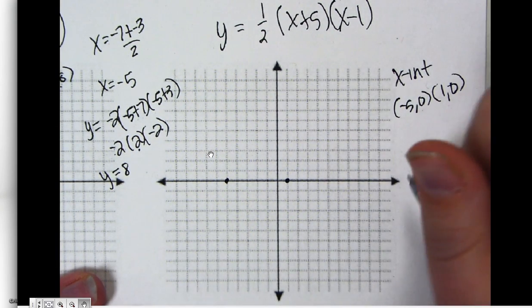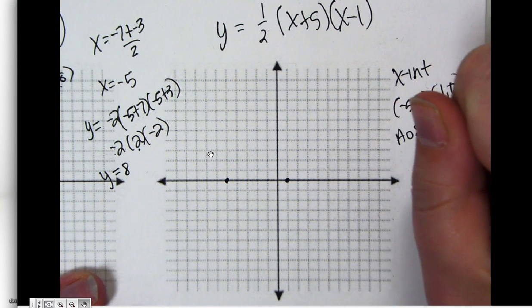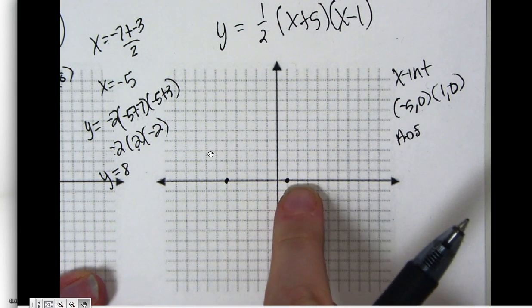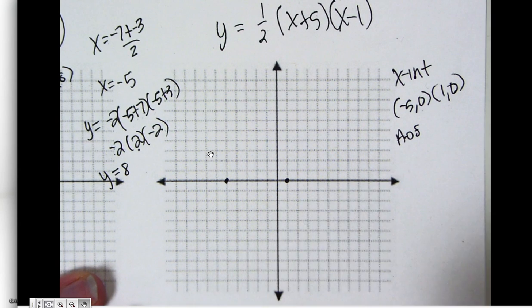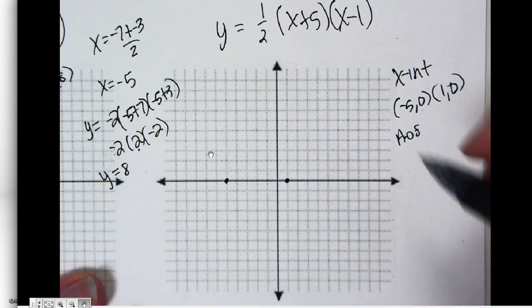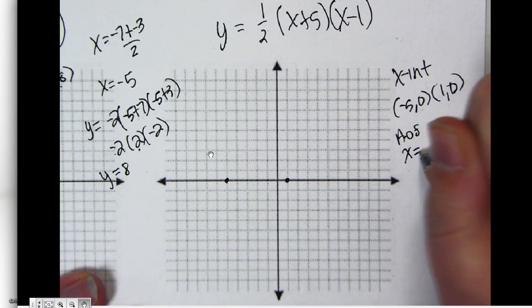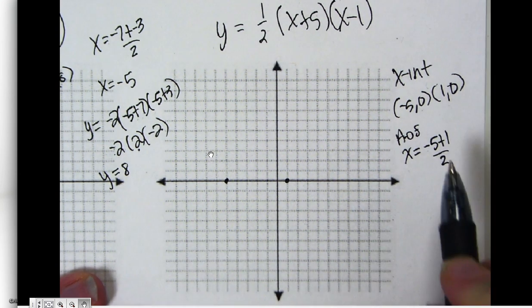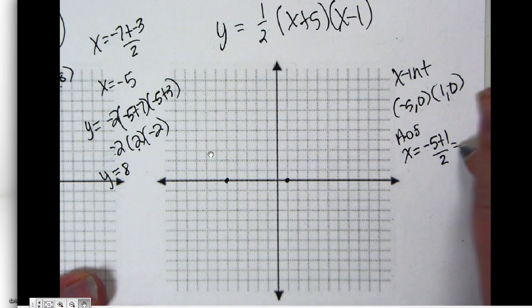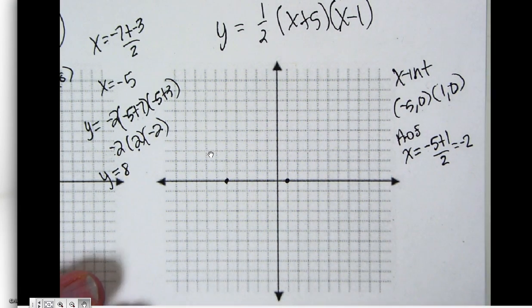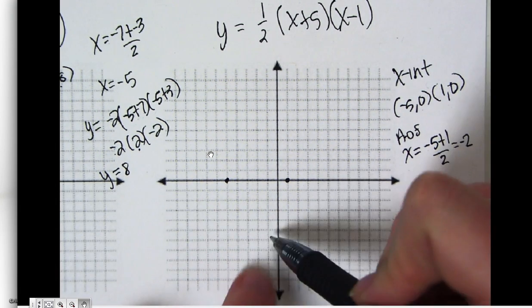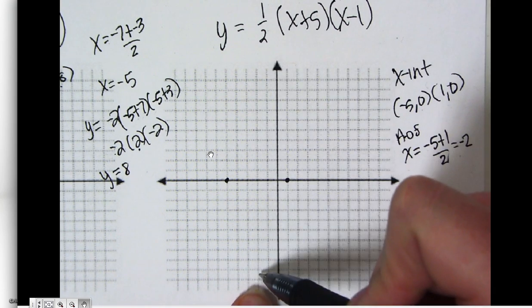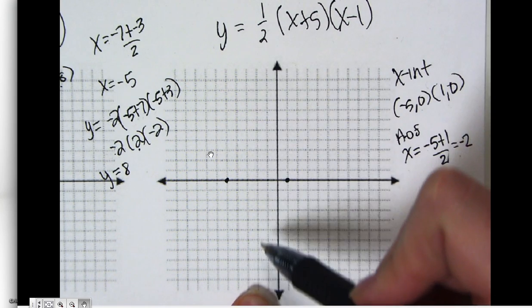From here, we can find the axis of symmetry. The axis of symmetry is going to be halfway between these two x values. So I'm going to find the average by adding them together and dividing by 2. This is negative 4 over 2, which is negative 2. And so our axis of symmetry lies along x equals negative 2.